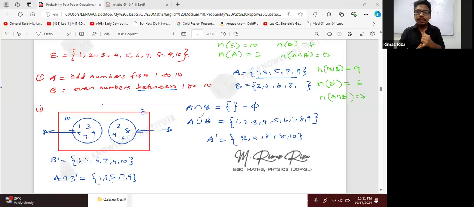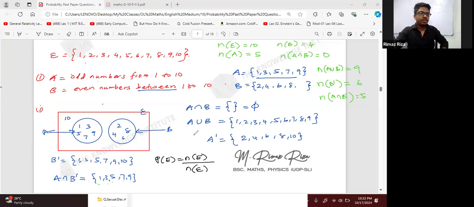Okay, so now we come to probability. Probability of an event E is defined as the number of elements in the event E divided by the total number of elements in the universal set or sample space. You can write S here.